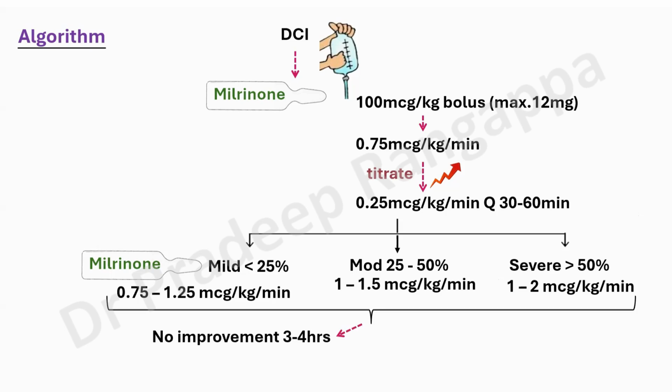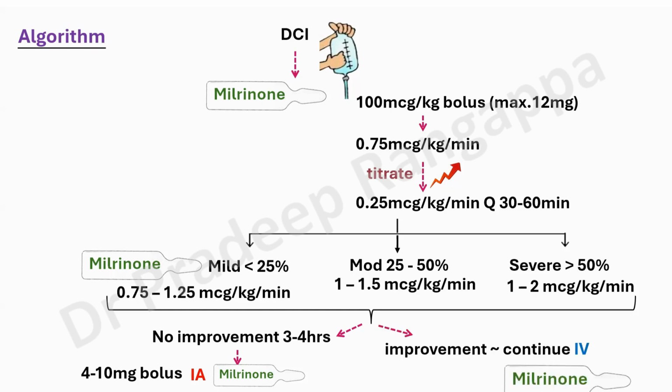If there is no improvement in 3 to 4 hours, even with all this, then you have to think of intra-arterial therapy. Then you have to take the patient for angio, and intra-arterial Milrinone is given at a dose of 4 to 10 milligram bolus. If there is improvement, continue IV Milrinone, and it is suggested to continue IV Milrinone up to 72 hours after the vasospasm has been identified and corrected. So this is a simplistic sort of protocol that possibly you can follow.